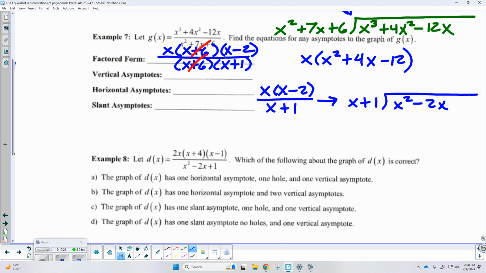Now, we know this one, you'll notice the degree up top is 3, the degree down below is 2. So this should be a linear slant asymptote. You should be getting something in the form mx plus b. Like I said, that's primarily what we're going to be working with in here. At least I have not seen anything different in the resources.